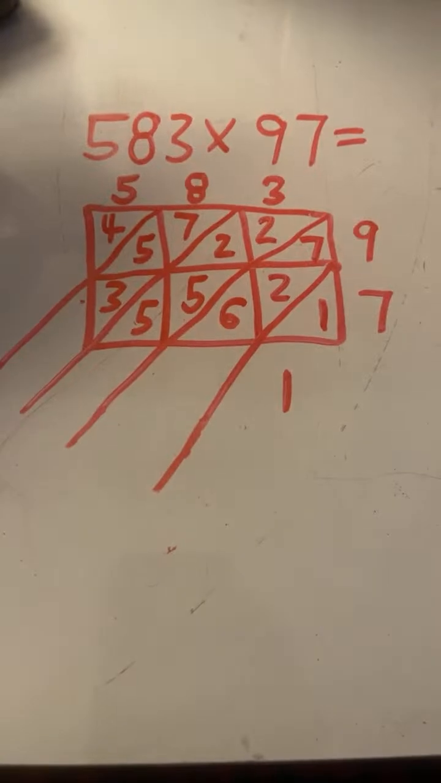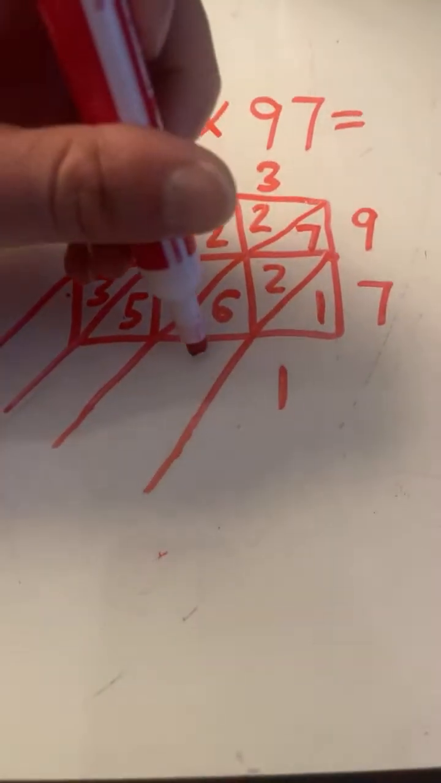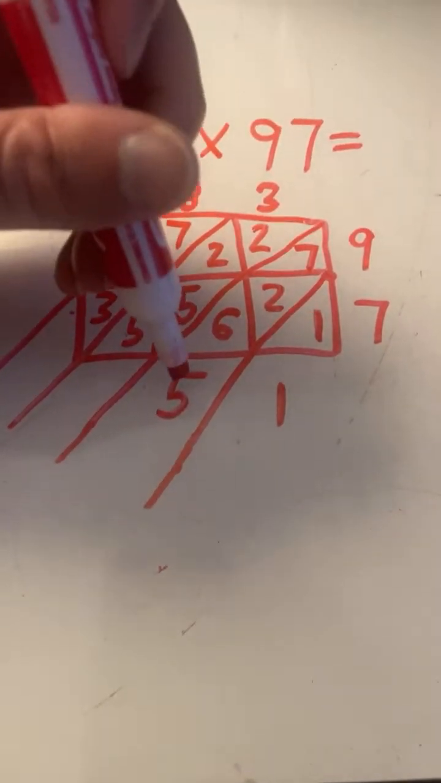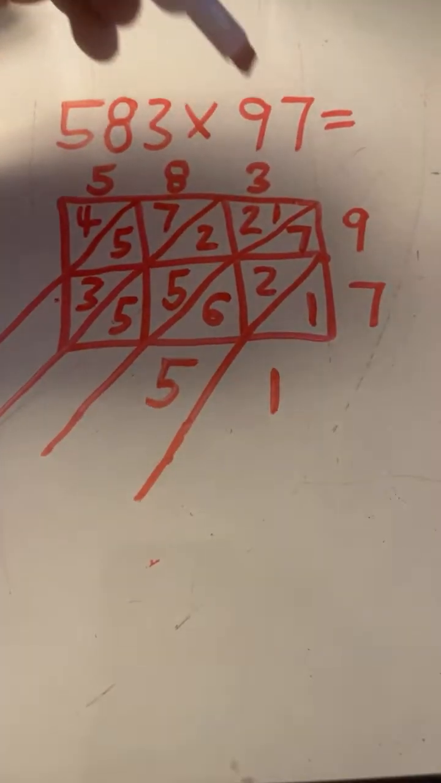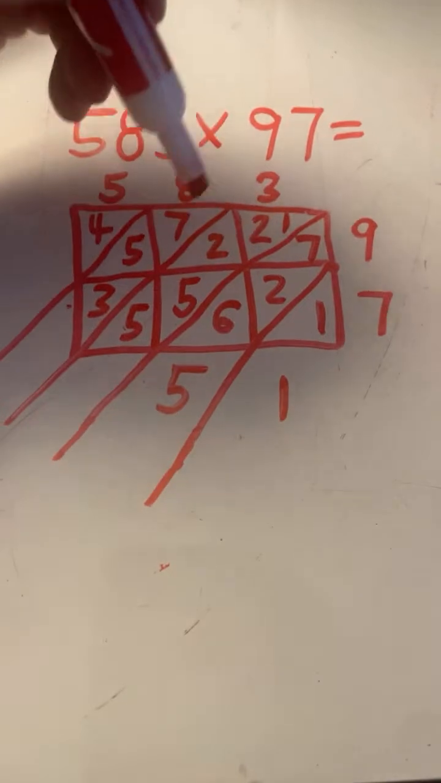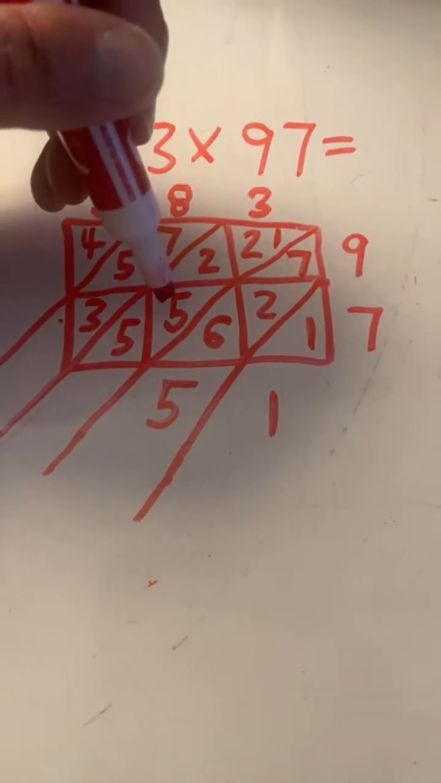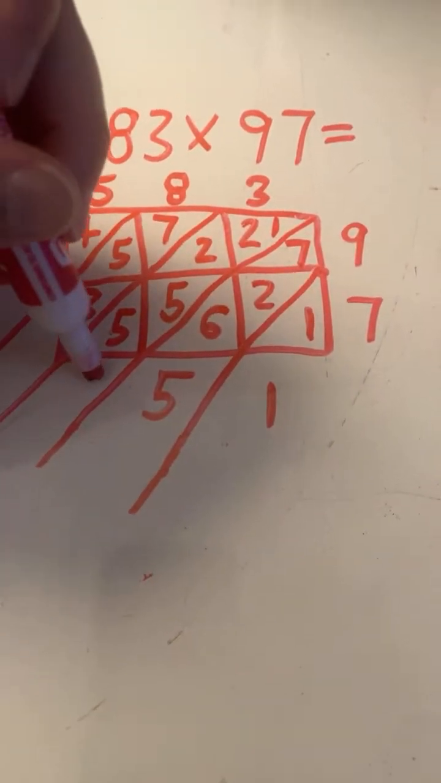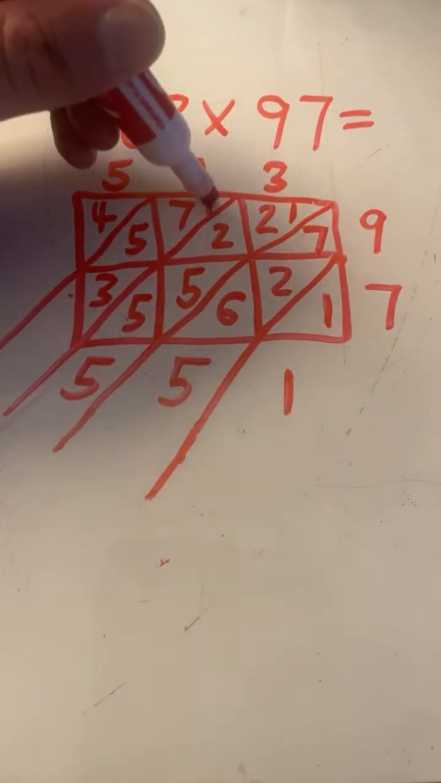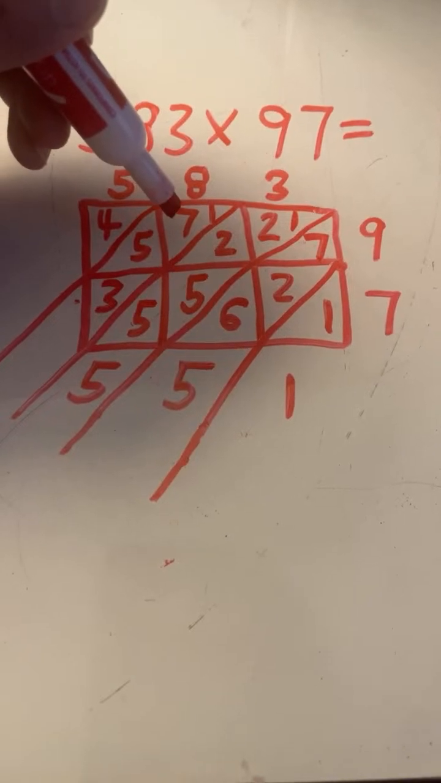Now we have to regroup just like we would for a regular addition problem. So the 5 in 15 goes in between these 2 lines. The 1 gets carried over. 1 plus 2 equals 3, plus 2 equals 5, plus 5 equals 10, plus 5 equals 15. So 5, and we carry over the 1. 1 plus 7 equals 8.